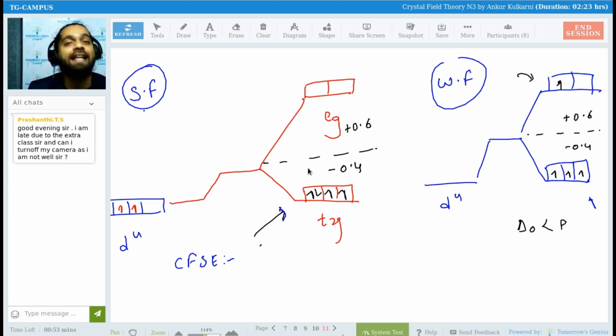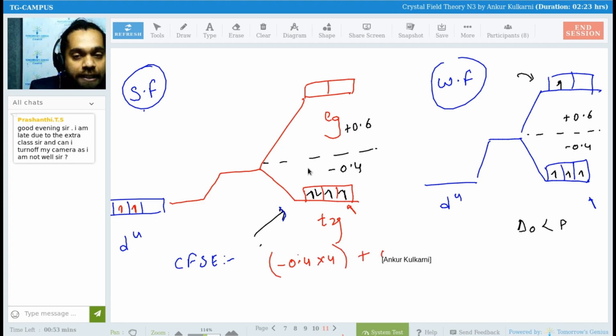Okay, simple, nothing advanced, it is very simple. What you have to do, Sarjana, is count the electrons. Over here, how many electrons are there in T2G? 4 electrons. So minus 0.4, we have 4 electrons, plus nothing in EG, so 0. Over here, minus 0.4 into 3 plus 0.6 into 1.